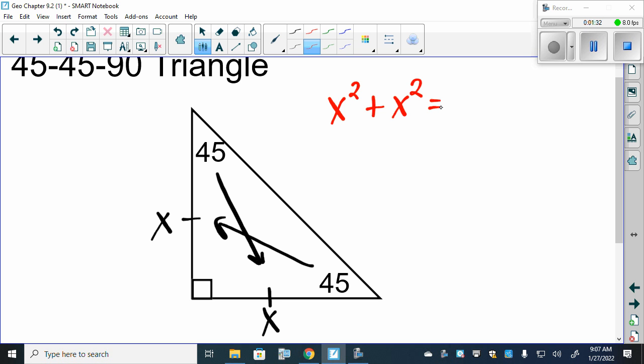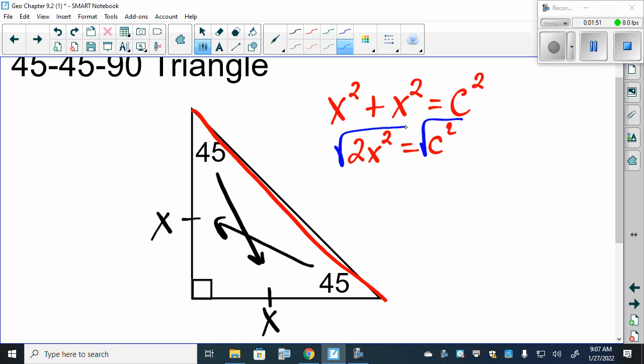If we really wanted to find out what the hypotenuse is in terms of x, well, x squared plus x squared is equal to c squared, because c is still the hypotenuse. x squared plus x squared is 2x squared. If we take the square root of both sides, the square root of c squared is c, the square root of x squared is x, and we have the square root of 2. So the hypotenuse would be x times the square root of 2, whatever the side length is.